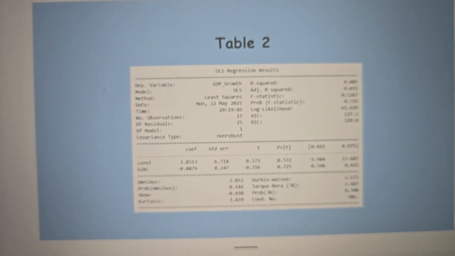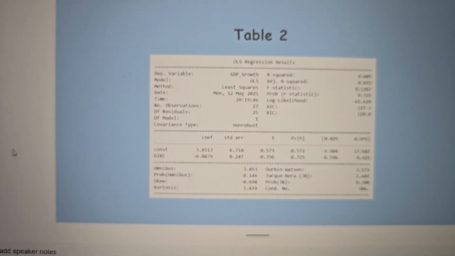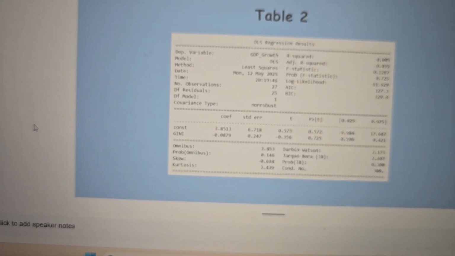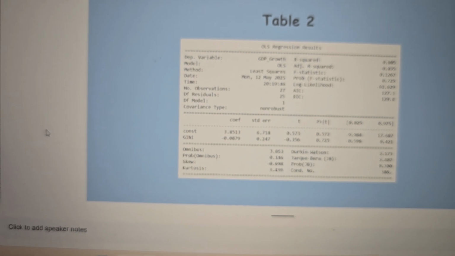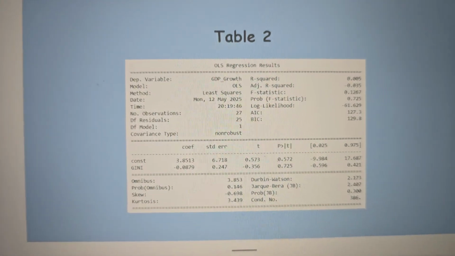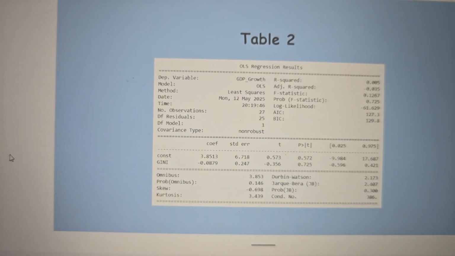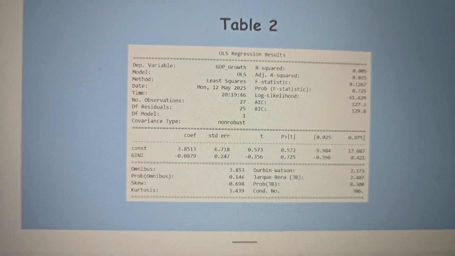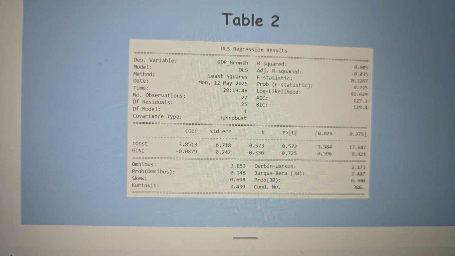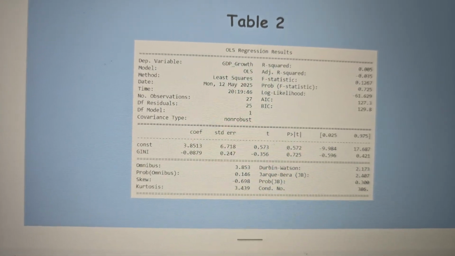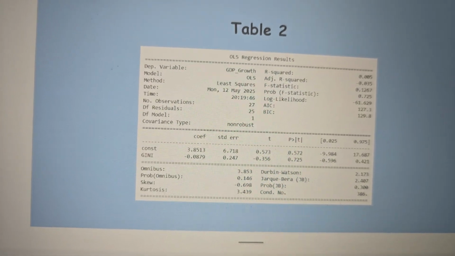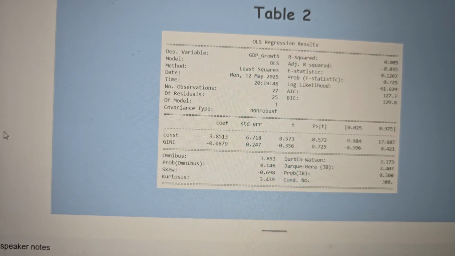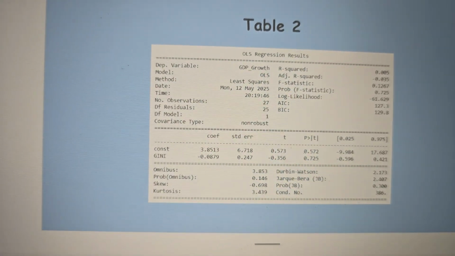We get to table 2, which presents the results of the OLS regression, which shows an estimated slope coefficient of negative 0.0879. This implies that on average, a 1-point increase in the Gini index corresponds to a 0.088 percentage point decline in the real GDP per capita growth rate, assuming other factors remain constant. The negative sign aligns with the hypothesized inverse relationship between income inequality and economic growth.